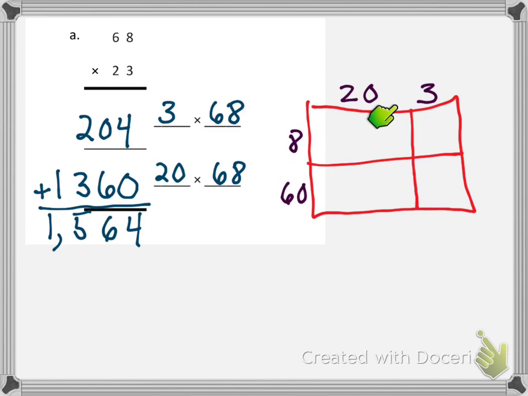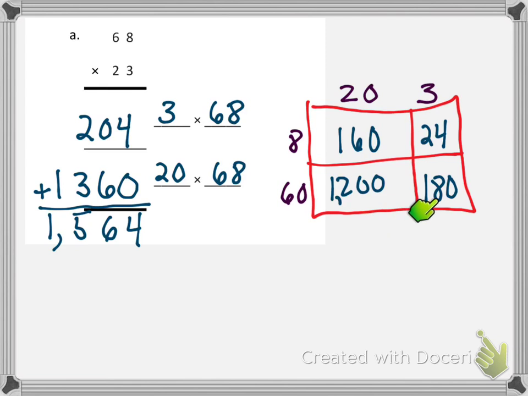We'll do 3 times 8 is 24. And then we do 8 times 20 is 160. And then we're going to do 60 times 3 is 180. And then we do 60 times 20 is 1,200. So here we have 4 partial products. But if we go back and we wanted to solve the same problem using this, we could put 23 times 68, and we're only going to show two partial products.